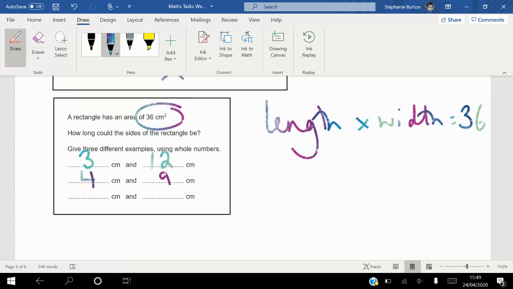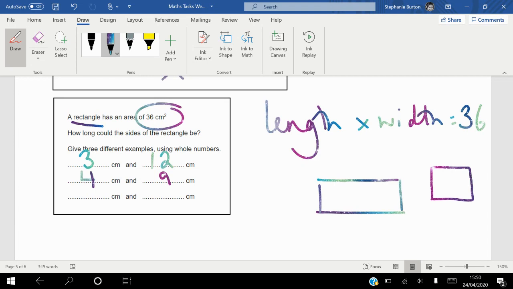Now, I'm going on to think about my 6 times table here. Now I know that 6 times 6 equals 36. However, I've been told that my shape is a rectangle. Rectangles only have 2 pairs of equal sides. If my answer was 6 times 6, that would mean that the sides were the same length. And that's going to give me a square, not a rectangle. So it can't be 6 centimetres and 6 centimetres.